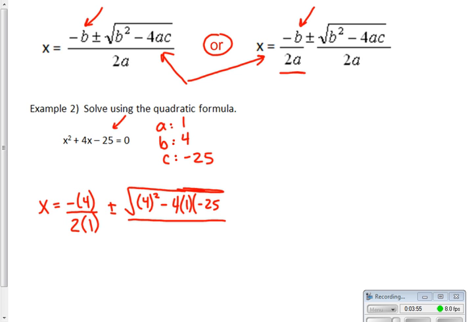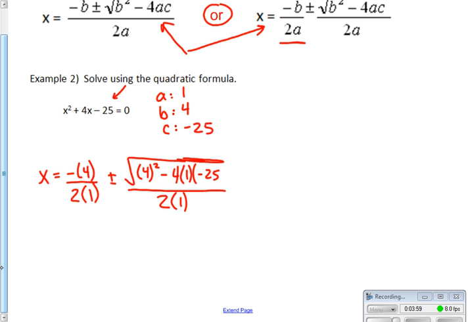equals negative 1 plus or minus square root 36 over 2. So x equals negative 1 plus or minus square root of 36, which is 6. 6 divided by 2 is 3. And then we get our two x-intercepts. Negative 1 plus 3 is 2. And negative 1 minus 3 is negative 4. There's our two x-intercepts.